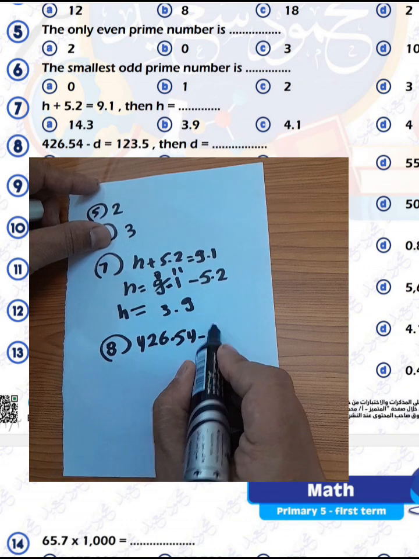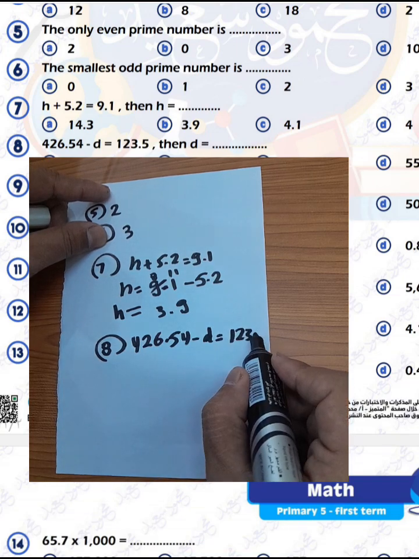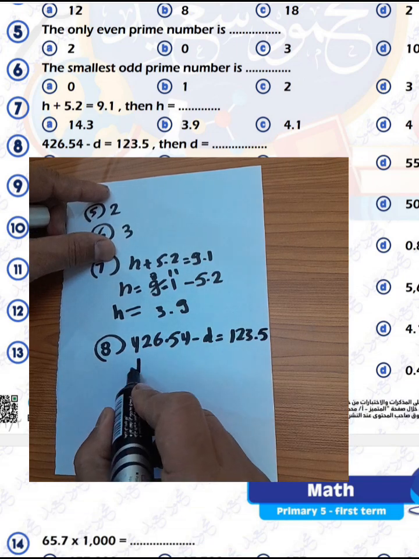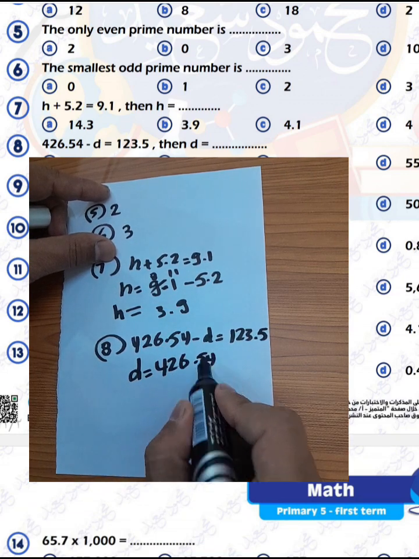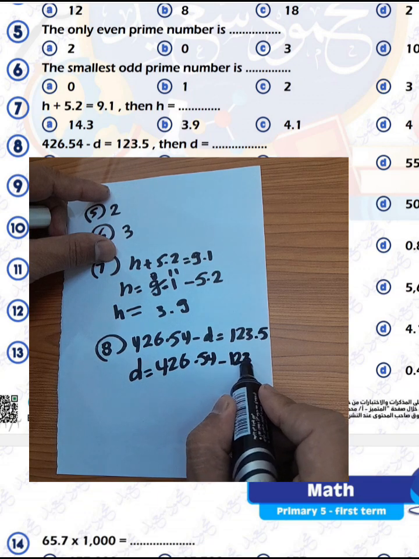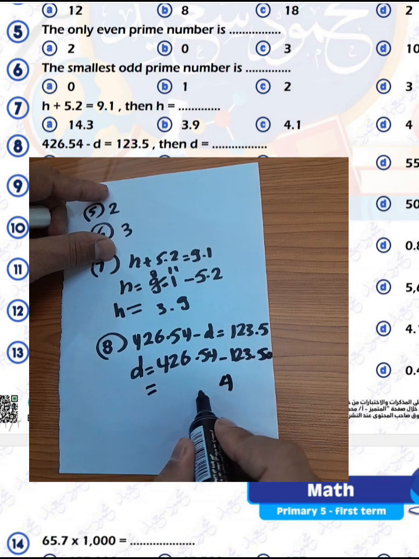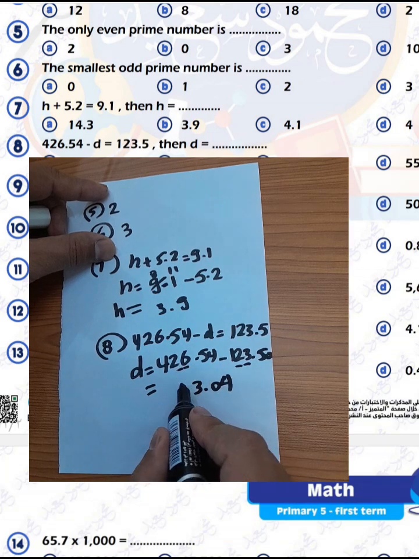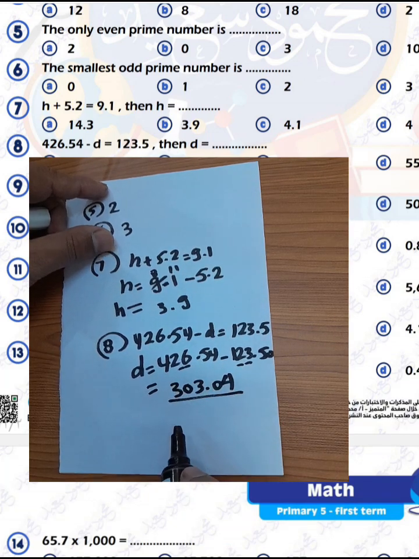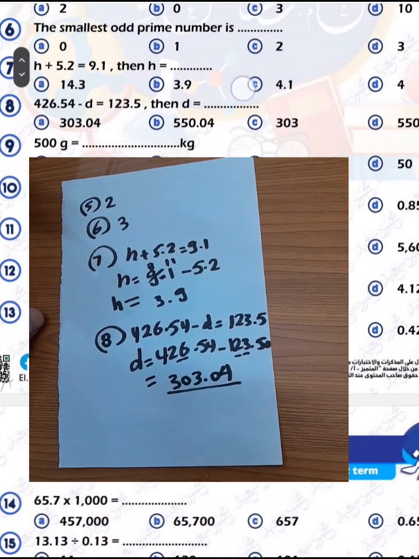Question 8. 426.54 subtract D, because here is the difference between them, 123 and 5 tenths is D. The difference between two numbers 426.54 subtract 123.5. Then with 0 here, 4 minus 0 it will be 4, 5 minus 5 is 0, 6 minus 3 it will be 3, 2 minus 2 it will be 0, 4 minus 1 it will be 3. The result will be 303 and 4 tenths.